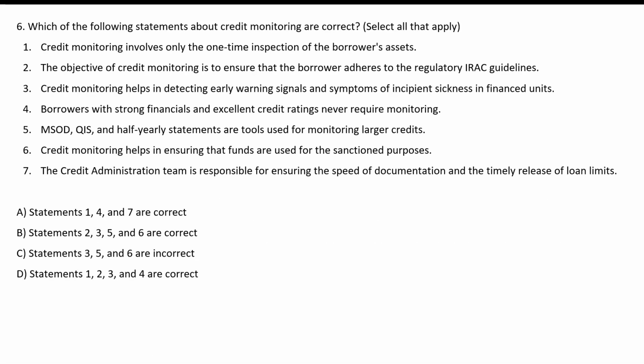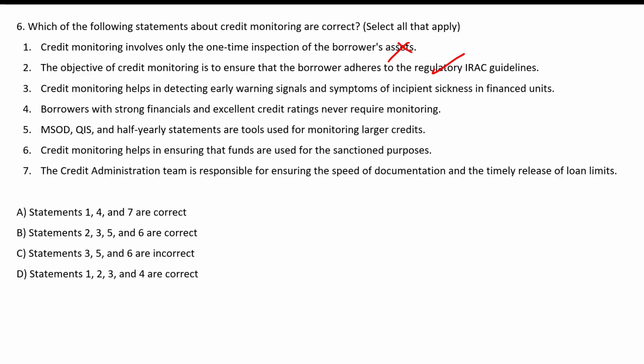Which of the following statements about credit monitoring are correct? Credit monitoring involves only the one-time inspection of the borrower's assets. So no, it is continuous inspection, not one time. So this is not correct. The objective of credit monitoring is to ensure that the borrower adheres to the regulatory IRAC guidelines. So this is correct.